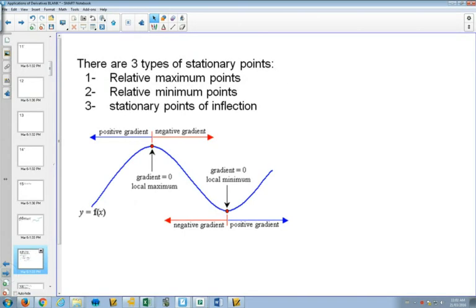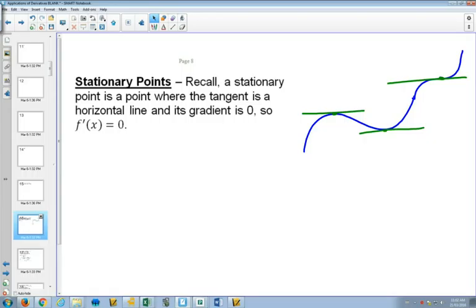So as far as describing those three, we call them three types. There's the relative maximum points, the relative minimum points, and that one in between that I graphed, that's called a stationary point of inflection. Stationary points to start off with. So this one here would be a relative maximum, this one a relative minimum, and this one we're going to call a stationary point of inflection.